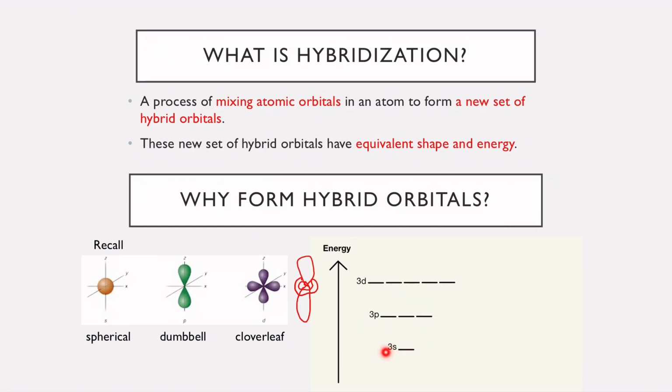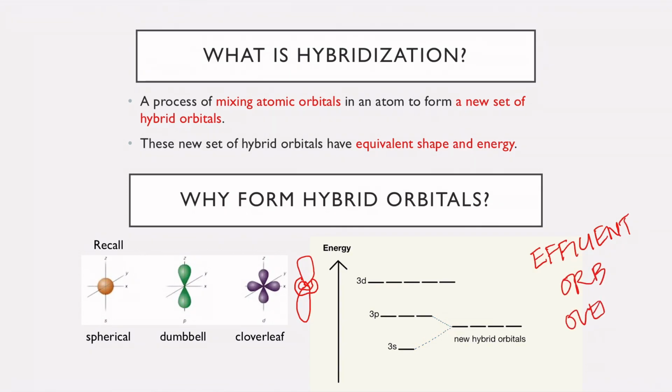Let's say, I'm going to mix one 3s orbital and one 3p orbital in order to get new hybrid orbitals. Totally new. Okay? So these new hybrid orbitals, they will have the same energy and they will have the same shape. So with same shape and energy orbitals, hybrid orbitals, you will get an efficient orbital overlap, guys. Okay? That's why we need to hybrid our orbitals.